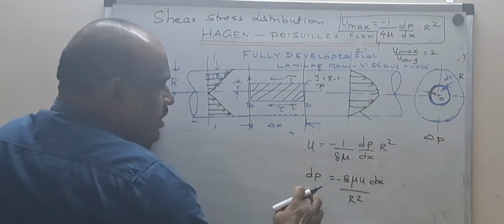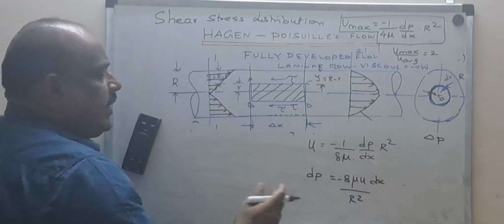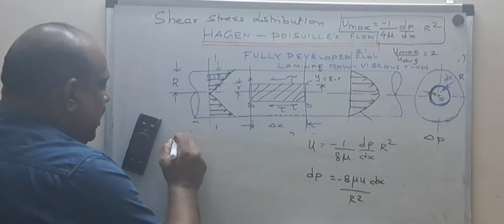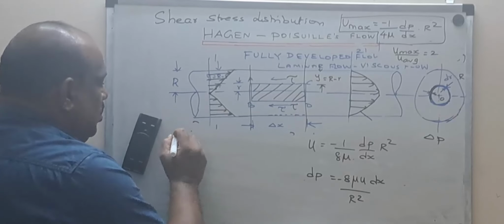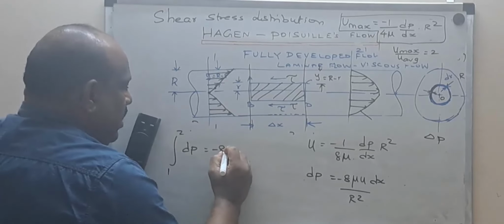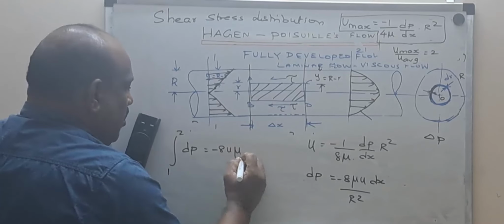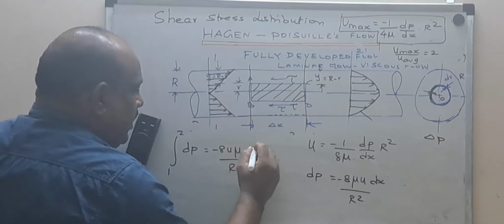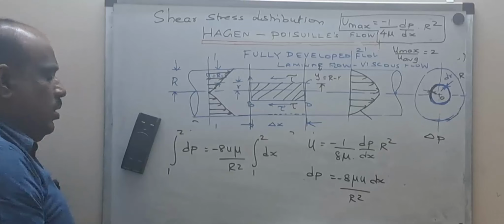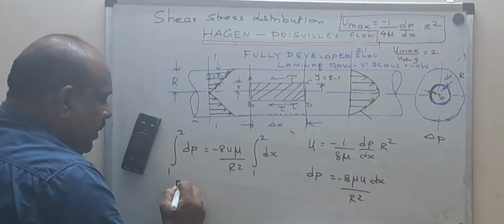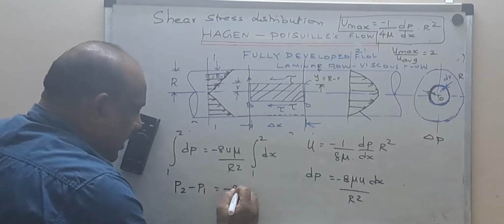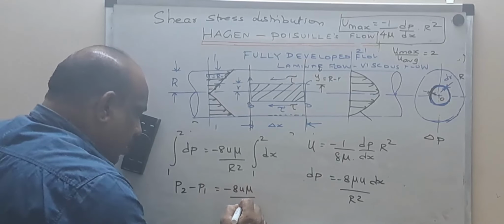So from this we got what dp is. I have to now integrate on both sides to find the actual pressure difference. So it will become integral from 1 to 2 of dp is equal to minus 8 u mu by r squared into integral of dx, from 1 to 2. So this pressure will become what? P2 minus P1 is equal to minus 8 u mu by r squared.